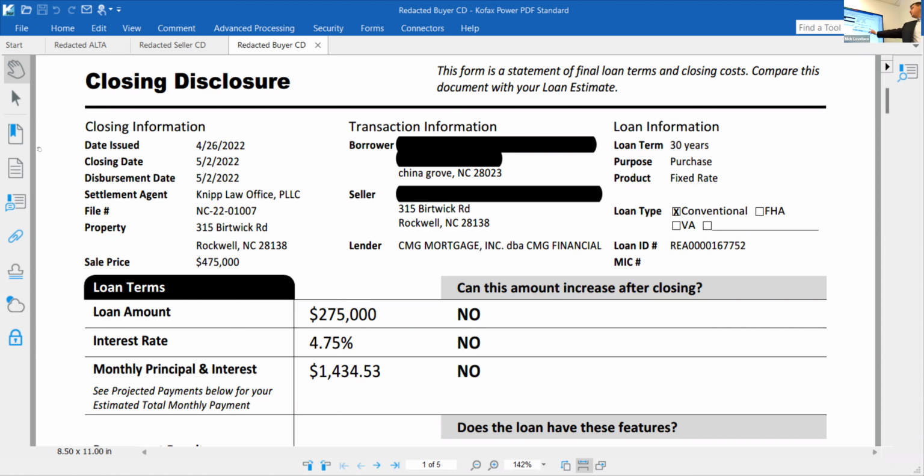So you'll see right here, you've got your loan ID. That's the loan number that the lender gives it. And then the file number over here, that's our file number. So that's what those two numbers are if people ever ask.